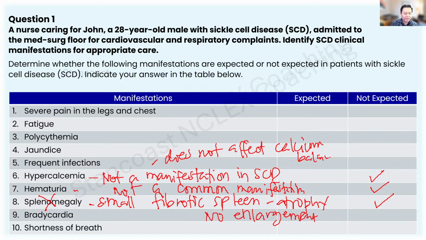What about the bradycardia? Take a look into the bradycardia, guys. Do you think that the person with SCD will develop bradycardia? No, it will not be expected. There is no bradycardia in SCD. But what's going to happen rather is that they're going to have a rapid heart rate. They will tend to have tachycardia. And again, the reason for the tachycardia is a compensatory mechanism because of the anemia.